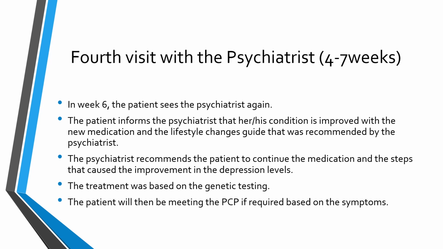This is the 4th visit with the psychiatrist. In week 6, the patient sees the psychiatrist again. The patient informs the psychiatrist that his or her condition is improved with the new medication and lifestyle changes guide that was recommended by the psychiatrist. The psychiatrist recommends the patient continue the medication and the steps that caused the improvement in the depression levels. This treatment was based on the genetic testing. The patient will then be meeting the primary care physician if it's required based on the symptoms, and the patient will make that appointment whenever he or she finds it's required.